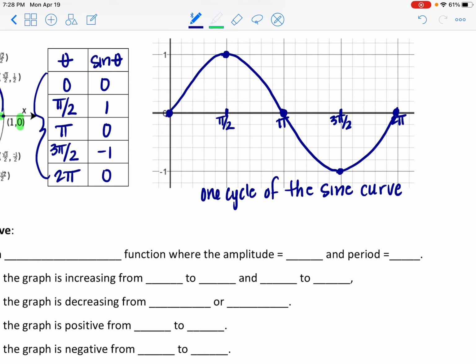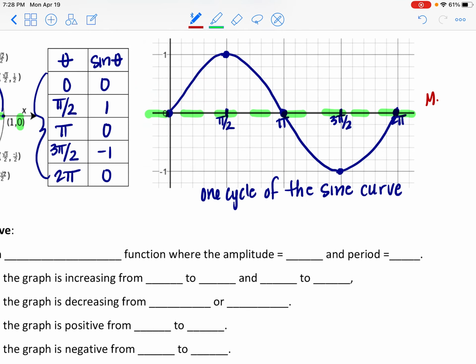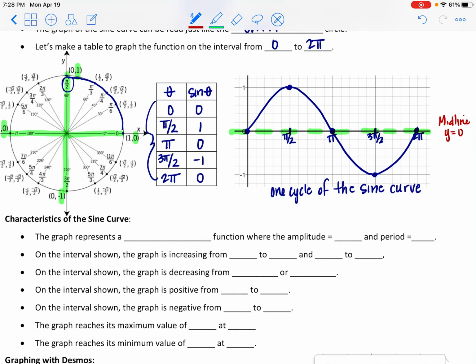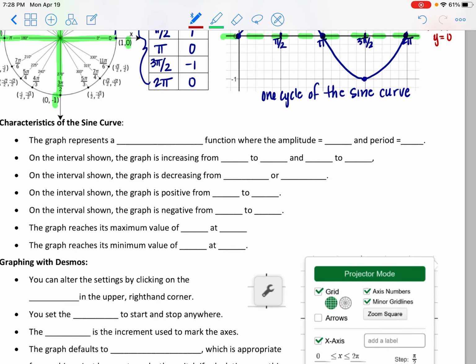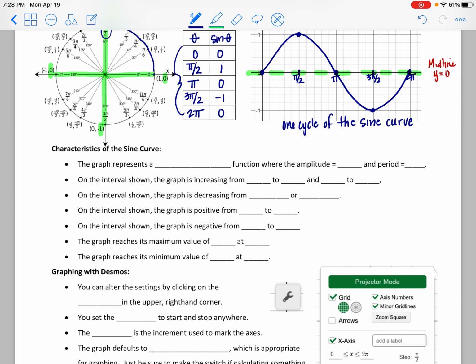And if we wanted to be really good here, we would draw in our midline on the x-axis. So we would say that we have a midline, and it is at the x-axis, which is where y is equal to 0. Okay, so there it is, the graph of the sine curve. So just like the previous lesson, we saw this is a graph that represents a periodic function. So it is periodic, it is cyclic.